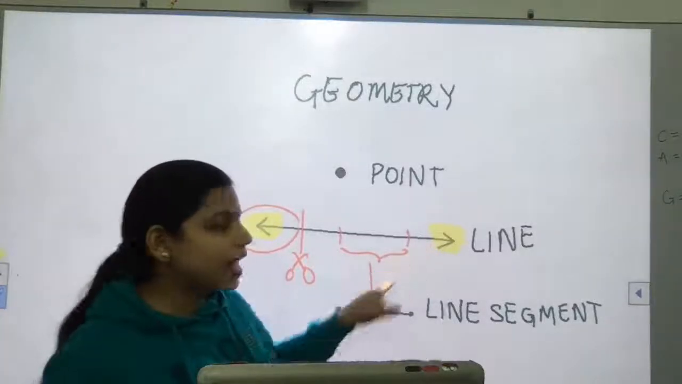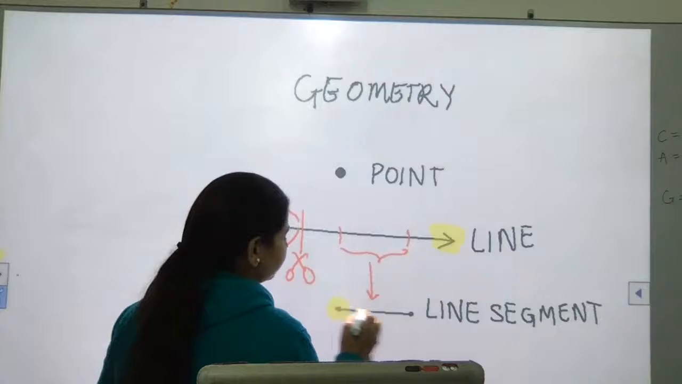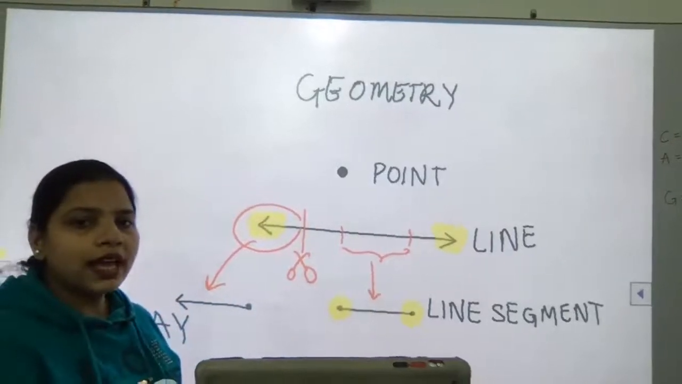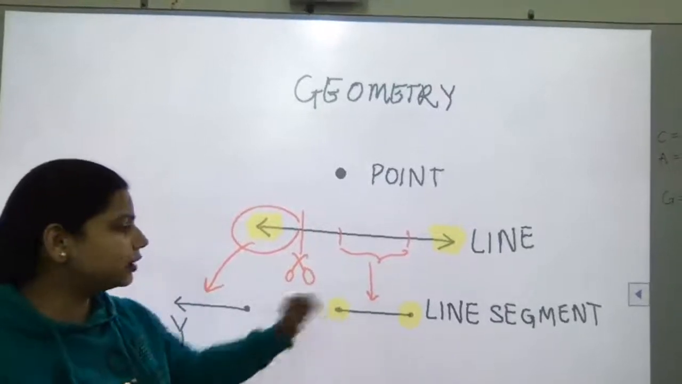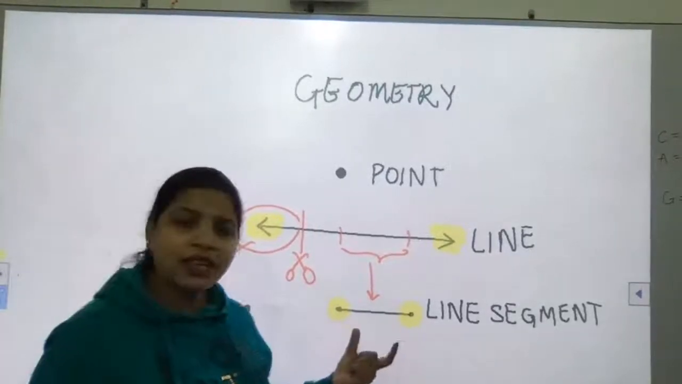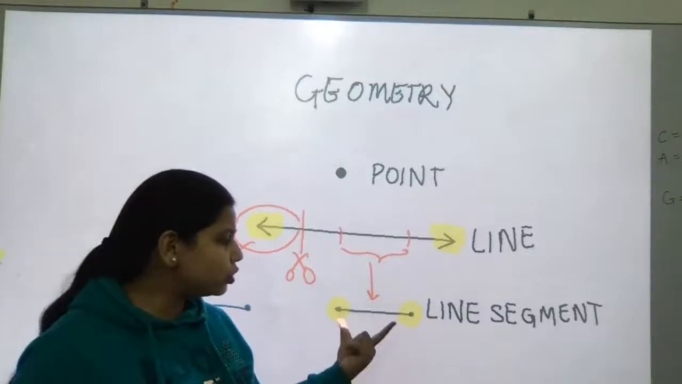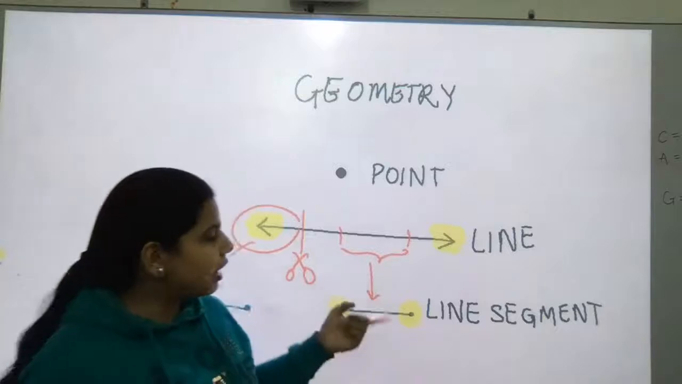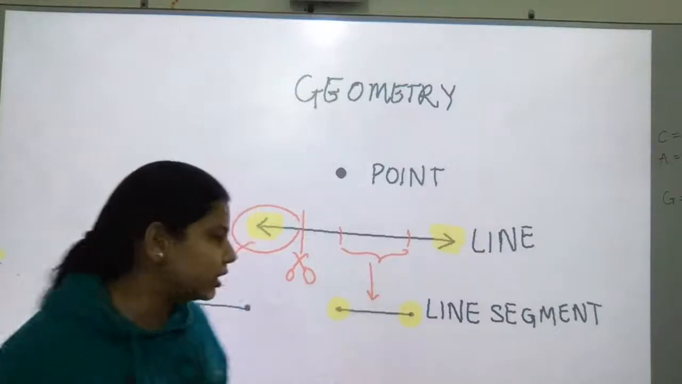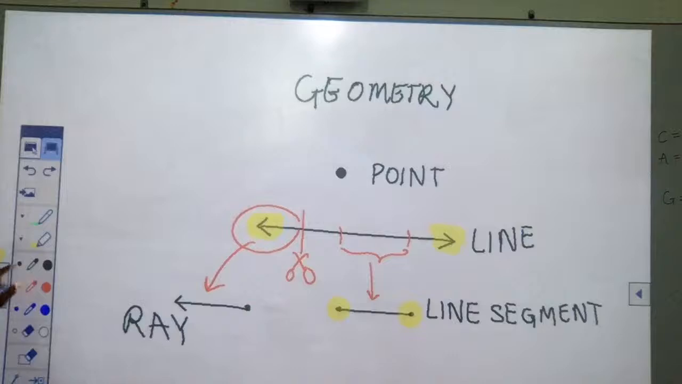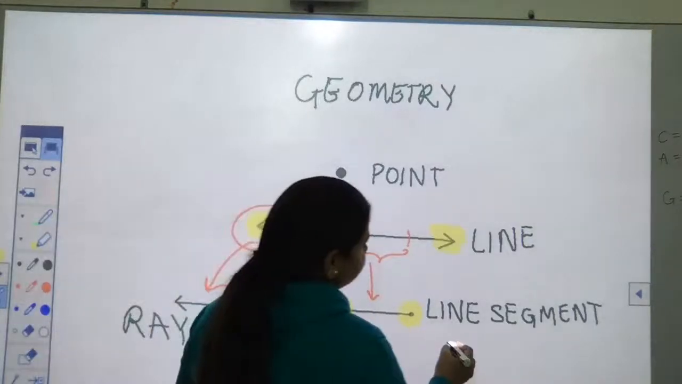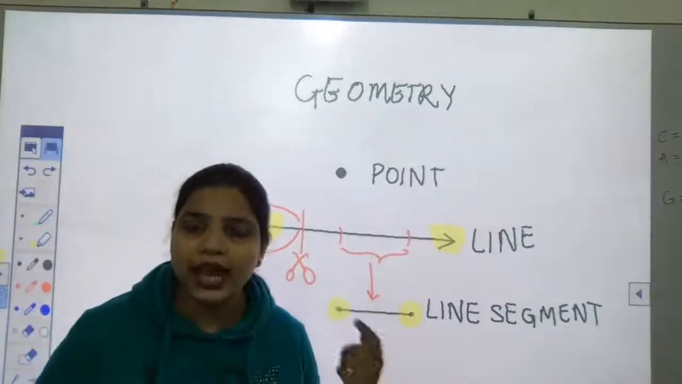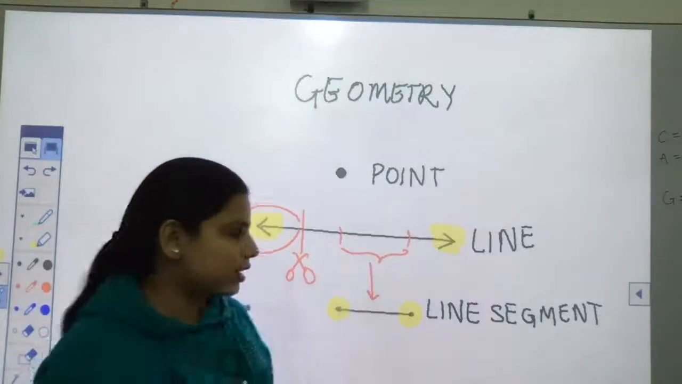But these arrows are missing here, right? These arrows are missing here. It has something else. It has two end points, right? So in place of arrows, a line segment has two end points. A line segment contains two end points, whereas a line contains two arrows. Arrows mean they are extending on both sides.